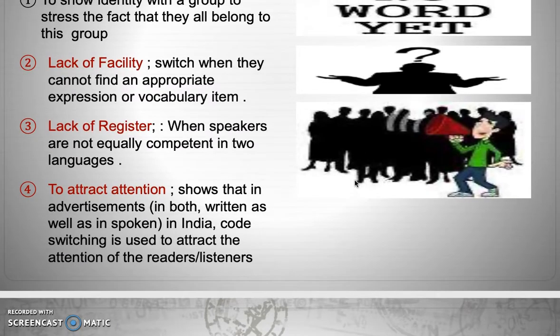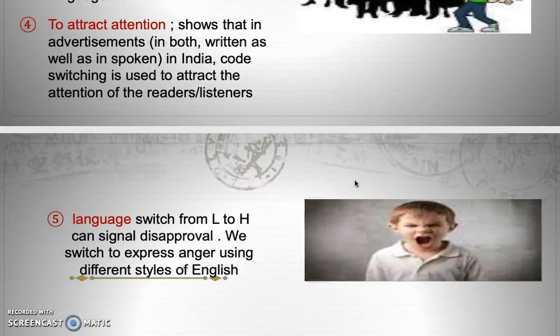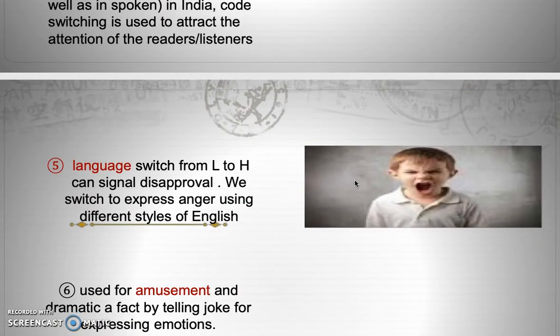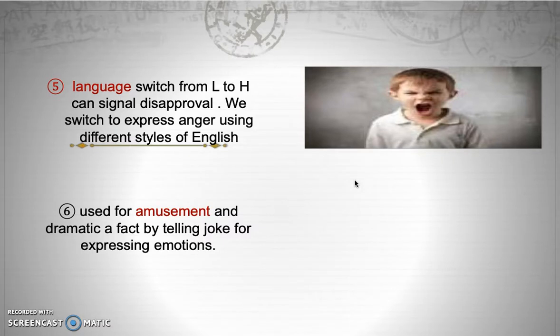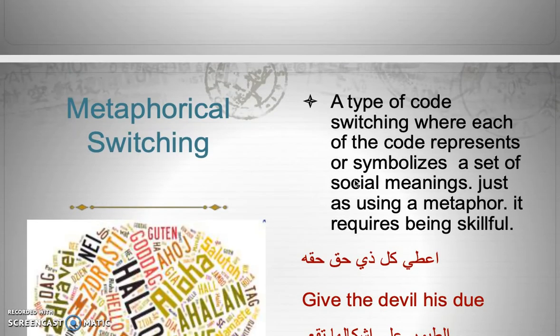And the fourth one is to attract attention. It is shown in advertisements, both written and spoken. For example, in India, code switching is used to attract the attention of readers or listeners. And the next one is about language. Language switch from L to H can signal disapproval when switched to express anger using different styles of English. It's also used for amusement and dramatic effect, by telling jokes and expressing emotions.